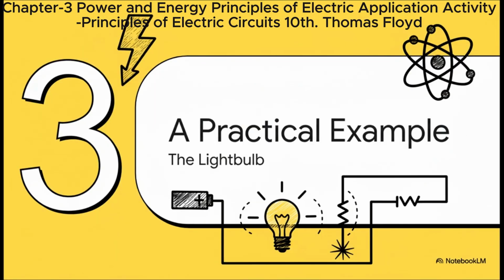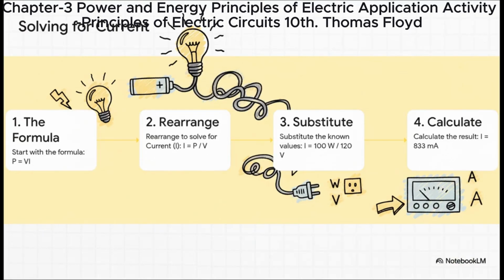Okay, let's flip the script a little bit. These formulas aren't just for finding power. With a little bit of basic algebra, we can rearrange them to find any of the other variables. And this is something you'll do all the time. Let's use a classic light bulb example to see how. So here's a very common real-world scenario. You've got a standard 100-watt light bulb, and you plug it into a 120-volt wall outlet. The question is, how much current is that bulb actually drawing from the wall?